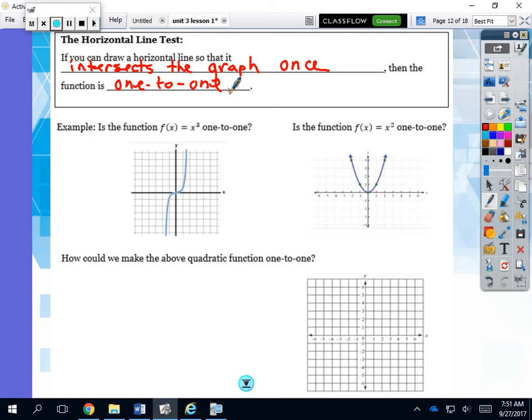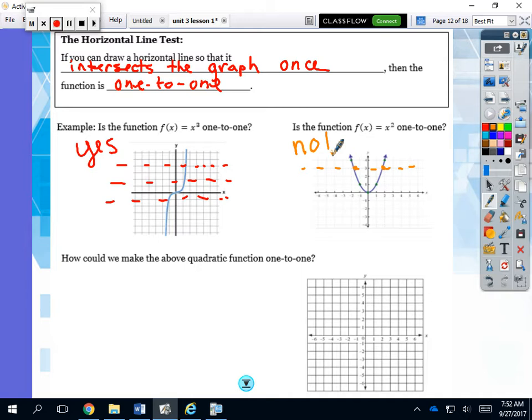Is the function x cubed 1 to 1? Well, let's look at some horizontal lines. It looks like it is a 1-to-1 function, because it passes the horizontal line test. Now let's look at the quadratic function. Is that 1-to-1? Well, I just crossed the graph twice there. That doesn't pass because it can only cross the graph once. So this is no.